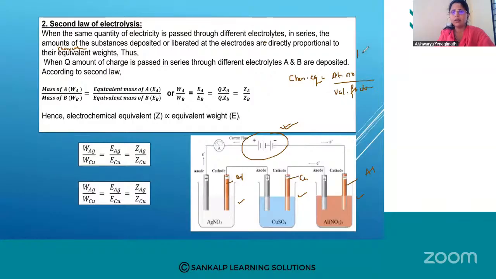Valency factor here: if Al3+ is there, it will take 3 electrons to form Al, so the valency factor is 3. So this is chemical equivalence. The mass of a substance A by the mass of substance B, Wa by Wb, is equal to the equivalent mass of A by the equivalent mass of B. So like this, we will go on solving.